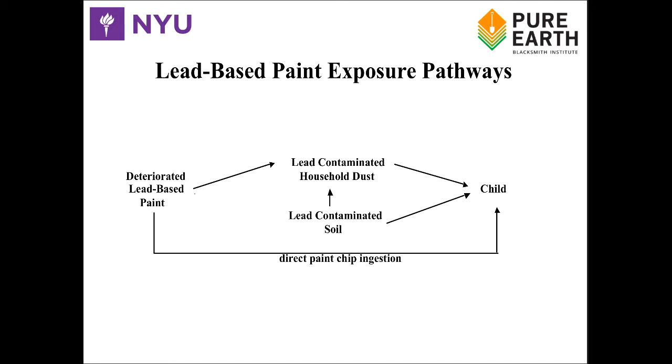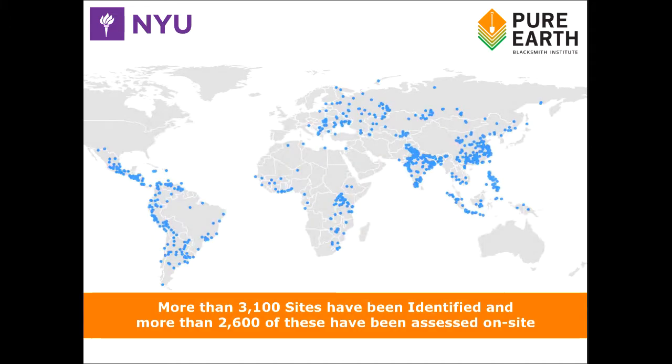However, Pure Earth and I have been studying this for many years, and we see a lot of this going on. That lead-contaminated soil, not related to paint, seems to be a major pathway, either by contaminated household dust or direct ingestion. So the question is, where is this coming from? We've looked at many sites over the last 10, 12 years. We have a database of about 3,000 sites. These have been individually assessed.